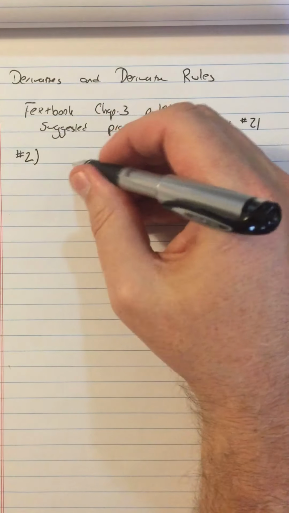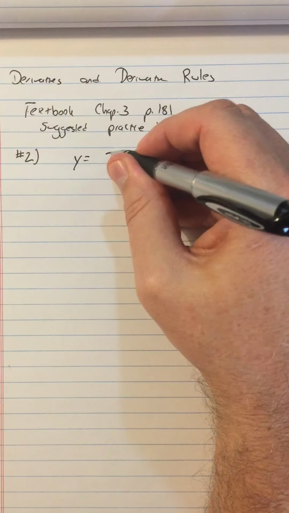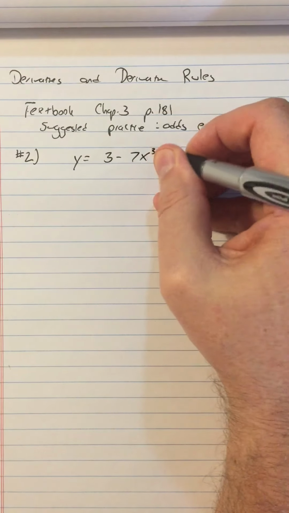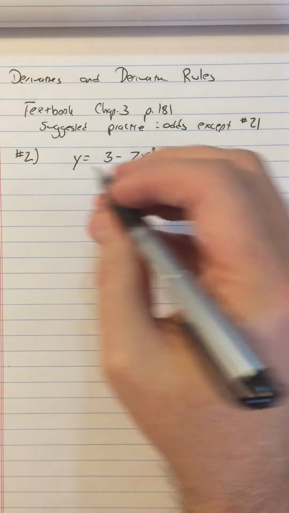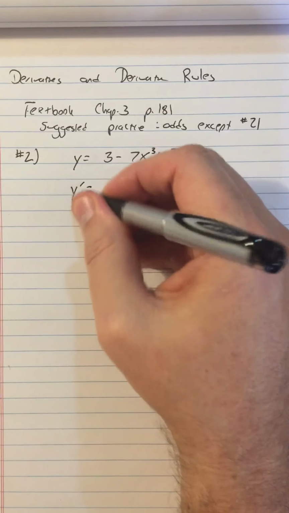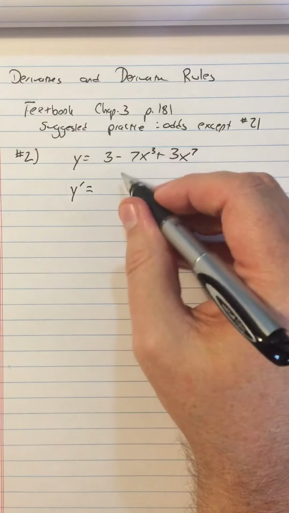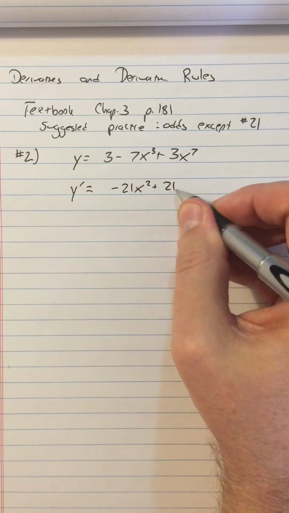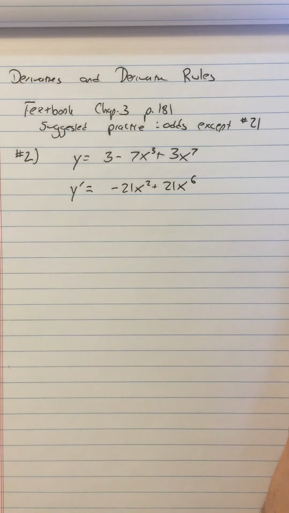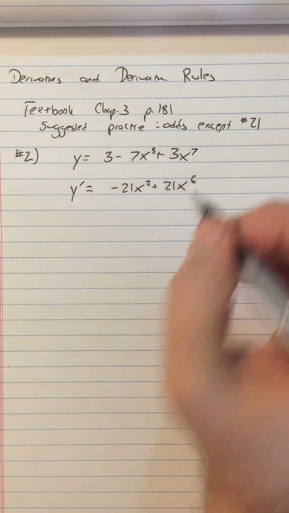All right, so number 2, a nice straightforward one: 3 minus 7x cubed plus 3x to the 7th. So this is just power rule. You're just going to say y prime, or you could say dy/dx, your choice. The 3 is going to go away, and we have negative 21x squared plus 21x to the 6th. That's it. Just multiply, drop one.